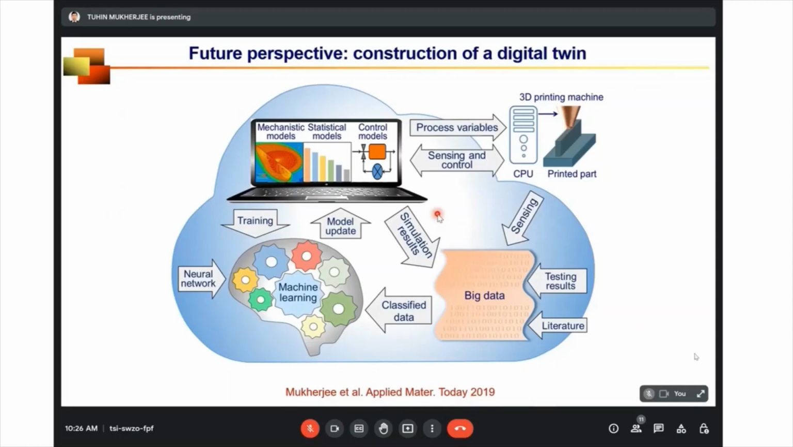Essentially, the idea is that it has to have some essential components: a combination of mechanistic, statistical, and control models, data-driven tools such as machine learning, and a big database that will have the simulation data, testing results, all literature data, and the sensing and control data obtained during the experiment, so that we can synthesize all the data using the data-driven tool and improve the model, so that we can continuously improve the quality, serviceability, and reliability of the part and make additive manufacturing better.